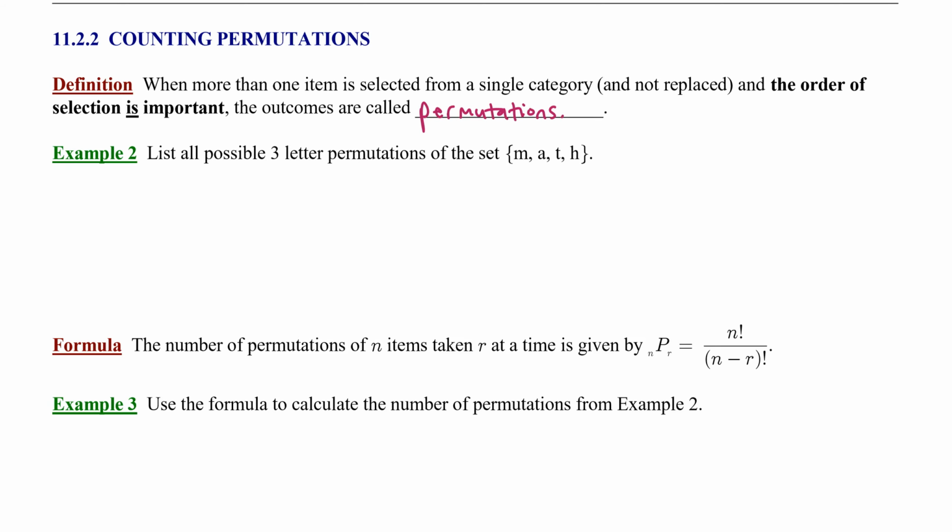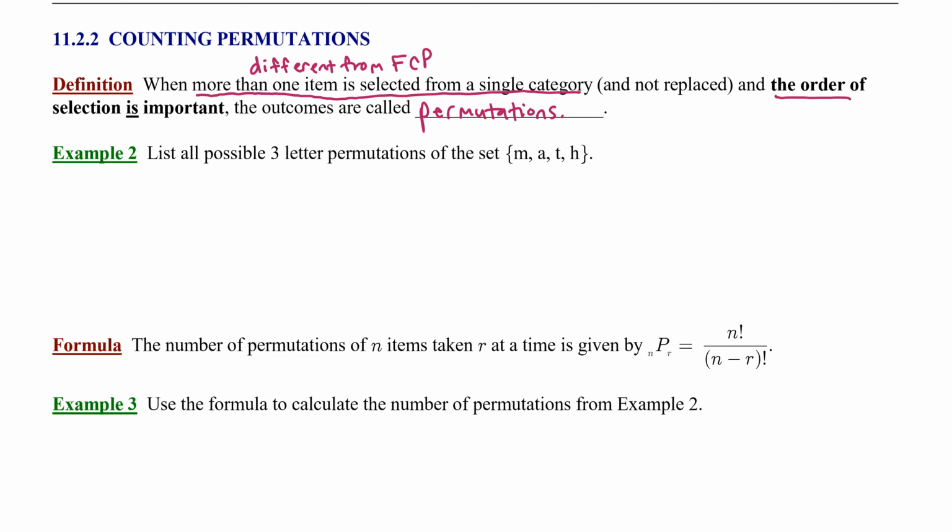So we will use a permutation when more than one item is selected from a single category. This is how a permutation is different from the fundamental counting principle. Now, another important thing to understand about permutations is that the order of selection is important. This is not going to apply to our pizza because it doesn't matter the order in which we place the toppings on our pizza. It's still going to be the same pizza. So this is how we're going to contrast it from combinations.